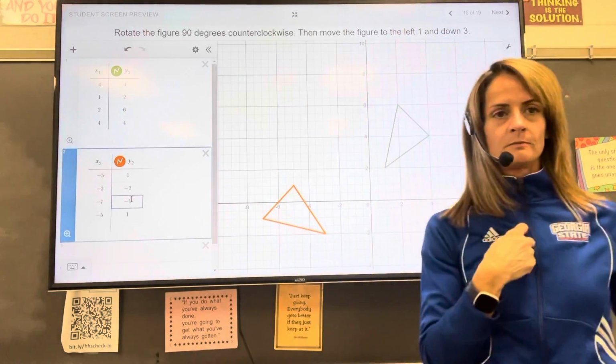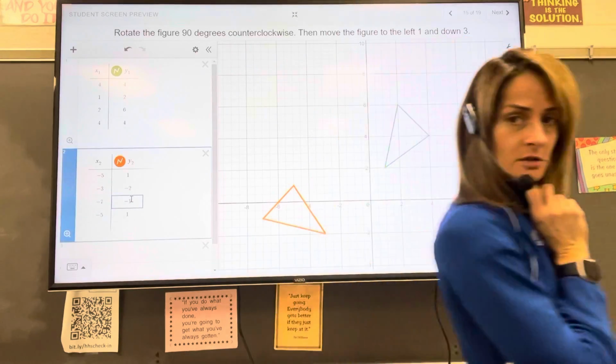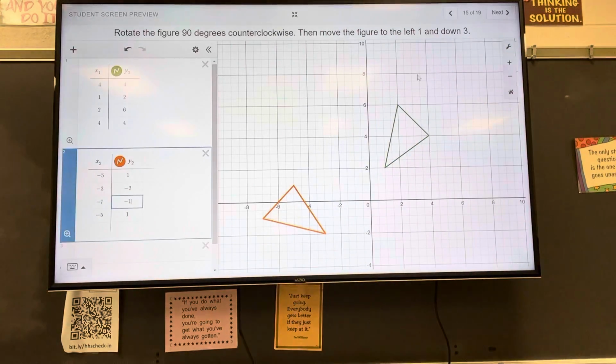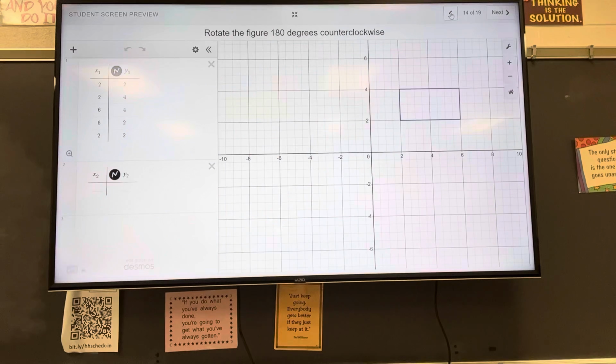How are we doing? It's not too bad, right? Could be worse. Let's go back now to slide 14 and see if we can rotate this figure 180 degrees.